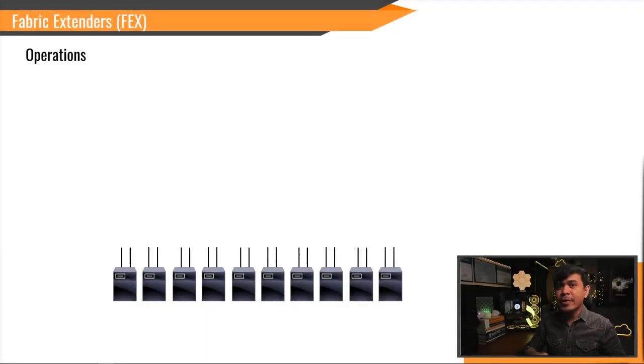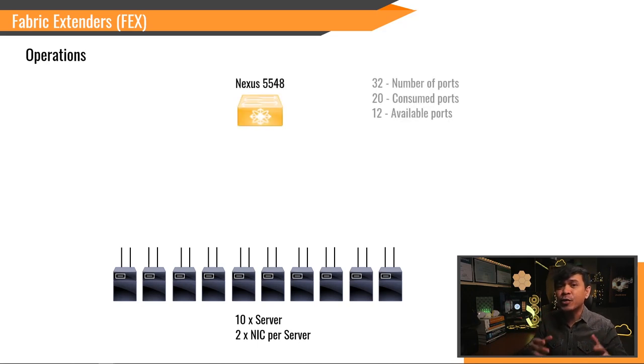We have Fabric Extender, or FEX. I'm going to explain this easily. Looking at the diagram, we have 10 servers, and each server has 2 1-gig NICs, or network interface cards. Now, you are required to connect all servers to the Nexus 5000 switch, but we don't have enough ports. What will you do now? Purchase a Nexus switch? That will be expensive, you know? Or buy a cheap switch? But it will not be able to use the capability of your parent data center switch.